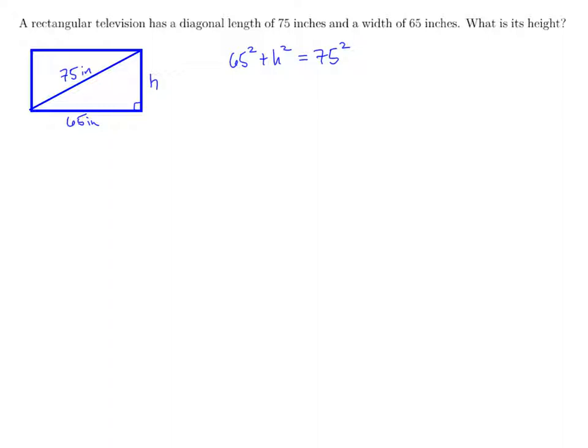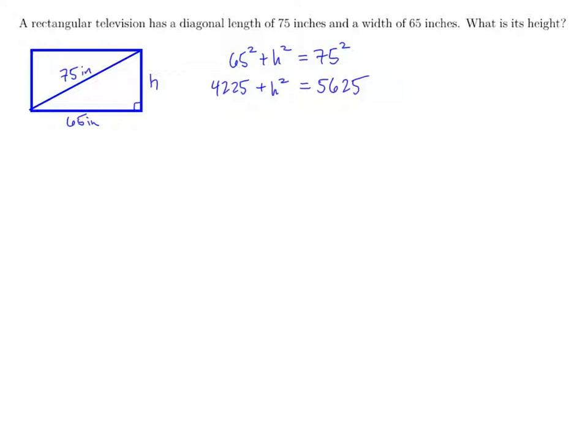So simplifying 65 squared, we find that that's 4,225. So I'll have 4,225 plus h squared equal to, and then I'm going to simplify 75 squared, which is 5,625. And now I have 4,225 plus h squared equal to 5,625.